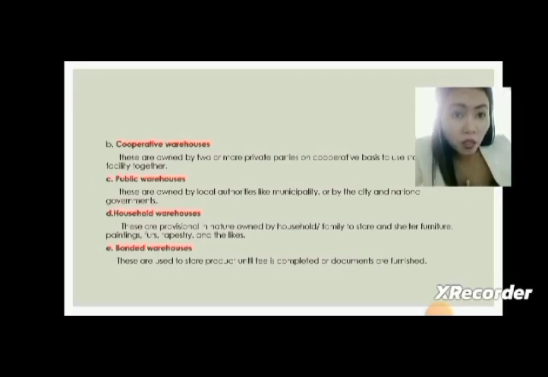Household warehouse. These are provisional in nature, owned by a household or family to store and shelter furniture, paintings, forks, tapestry, and the like. Bonded warehouse. These are used to store products until duty is paid or documents are furnished. These are located close to ports for export and import businesses.